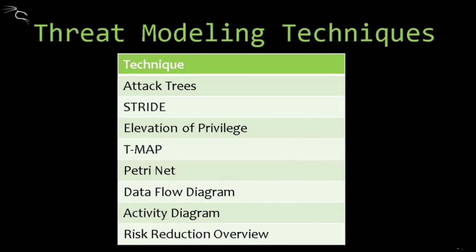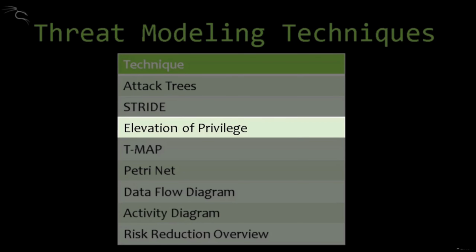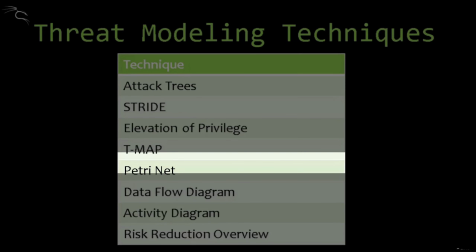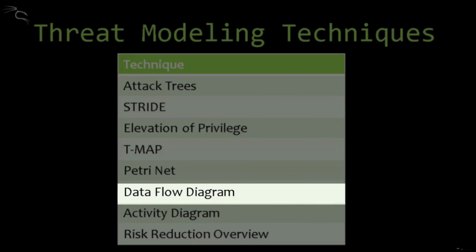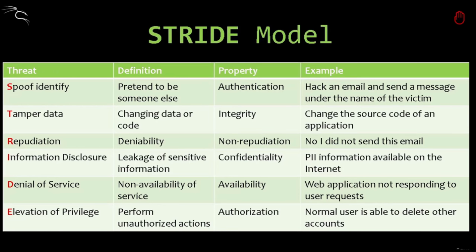Different methods and techniques are used by pen testers, practitioners, and analysts to understand the variety of information security risks. Some of those structured threat modeling techniques are attack trees, the STRIDE method, Elevation of Privilege, TMAP, Petri nets, data flow diagrams, activity diagrams, and risk reduction overview. Some of the most famous models is the STRIDE model.